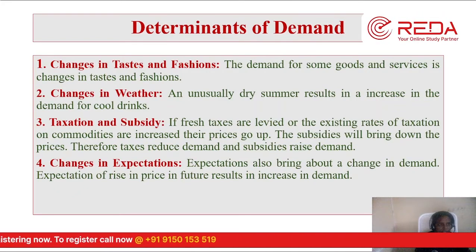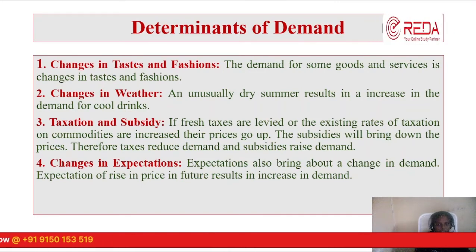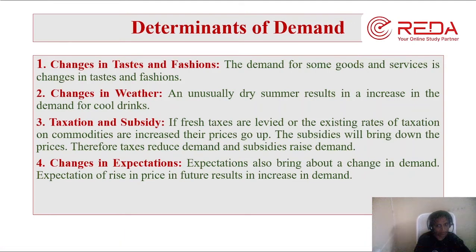In that case, taste, preference and fashion lead to changes in the demand for a commodity. During festival times, your taste in purchasing clothes will be very different. You will spend a lot of money to purchase the commodity, but on ordinary days you will wear very simple clothes. So that time your taste will reduce. So changes in taste and fashion decide the demand for a commodity.